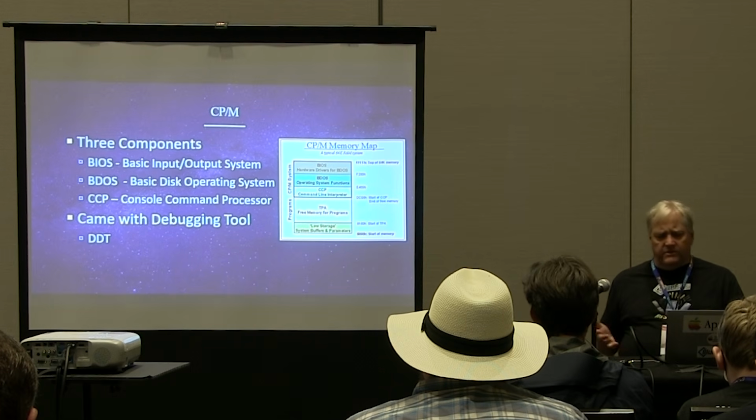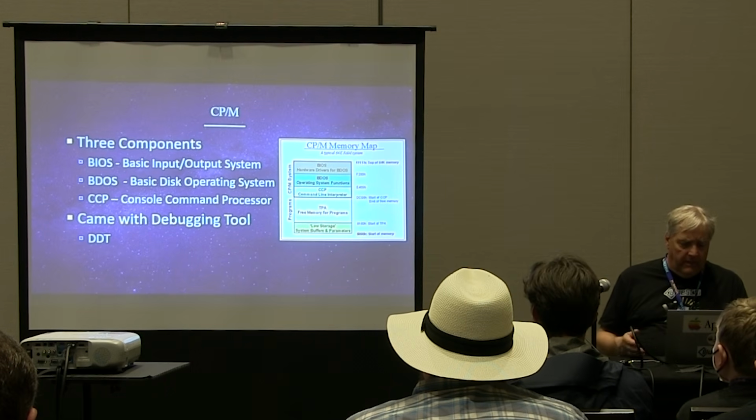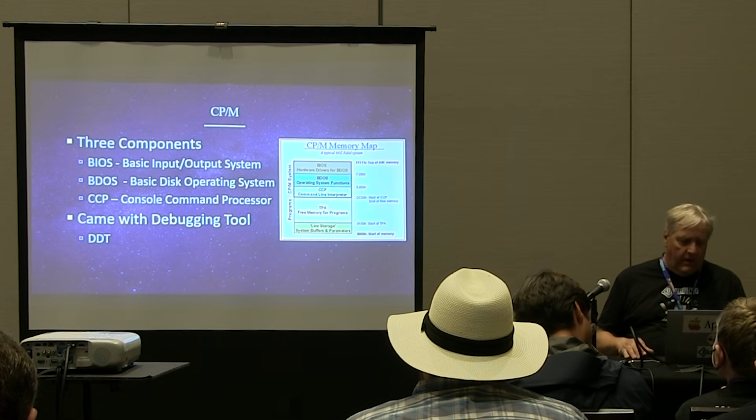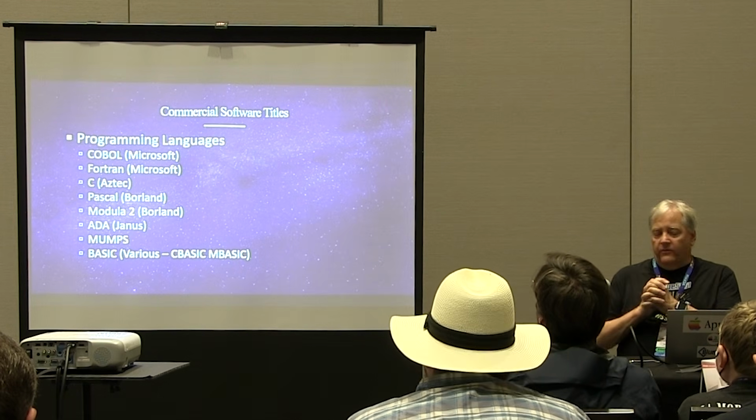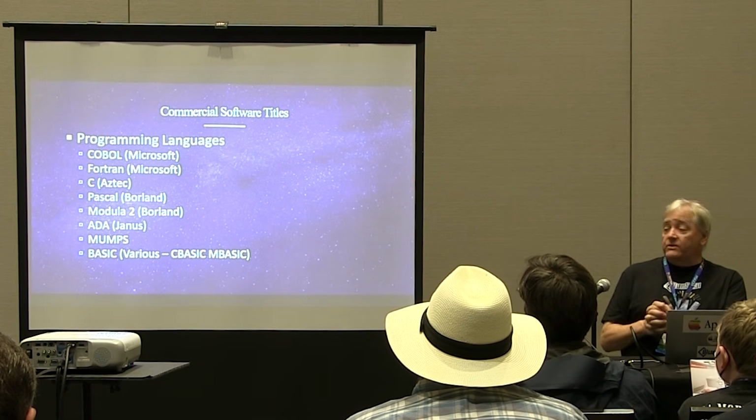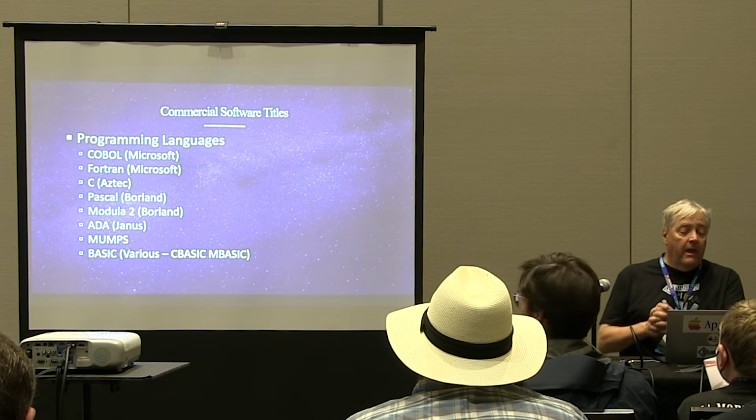And it had a TPA, which was a transient programming area, and it obviously had low storage like a lot of operating systems do, with system buffers and parameters and so forth. Now, what software was available for the Z80? Well, there were a lot of commercial software titles available back then.